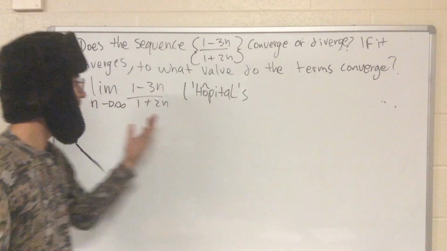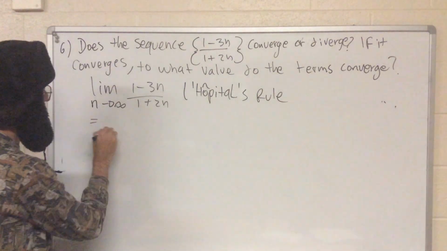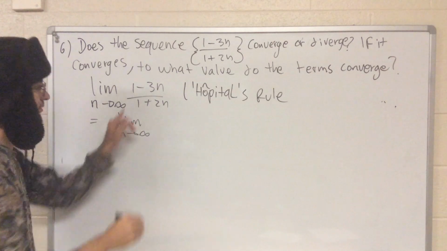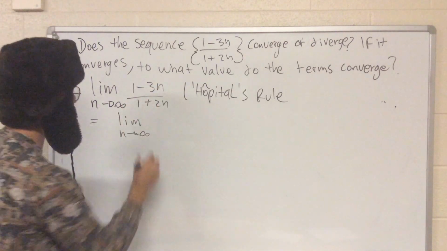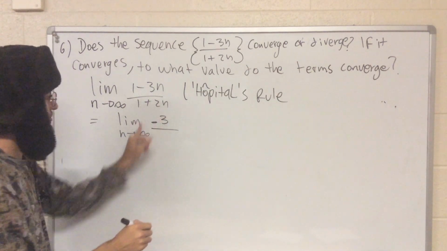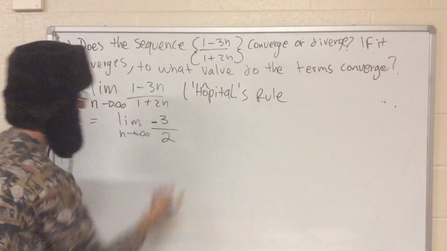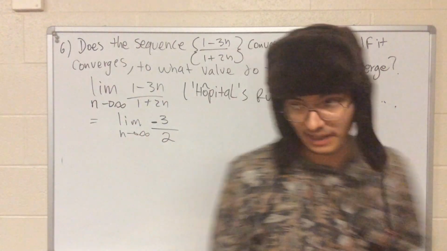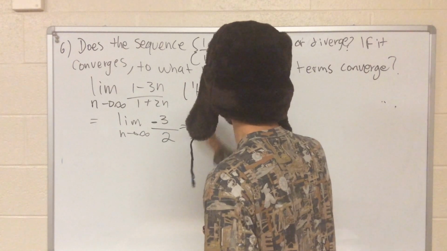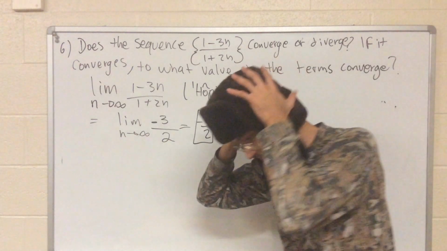then we can say that this is basically equal to the limit as n goes to infinity of the derivative of the top part, which will be minus 3, divided by the limit as n goes to infinity of the derivative of the bottom, which will be 2. So if we take the limit of negative 3 halves as it goes to infinity, that will just be negative 3 halves. And that will be the value to which the sequence converges.